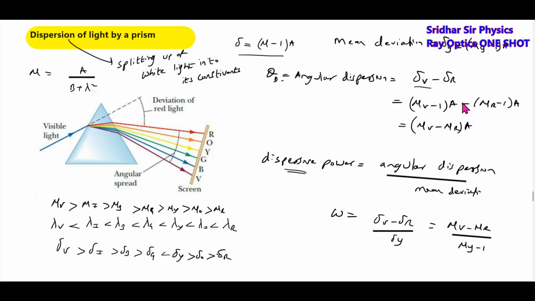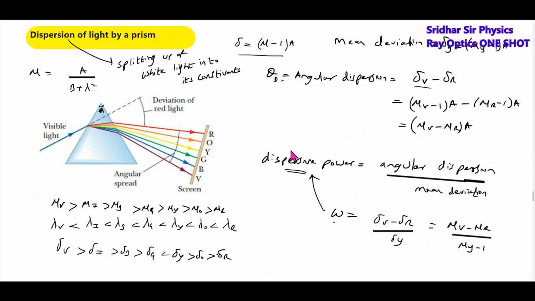What is the deviation by yellow color light? Mu Y minus 1 into A. What is A? A is the angle of prism. Here you can see this. Then the angular dispersion is mu V minus mu R into A. Dispersive power we define as angular dispersion by mean deviation, that is delta V minus delta R by delta Y. Solving this, I'll get the dispersive power.